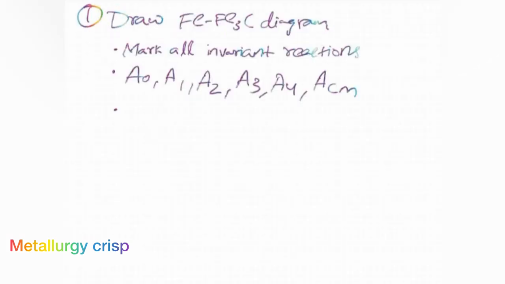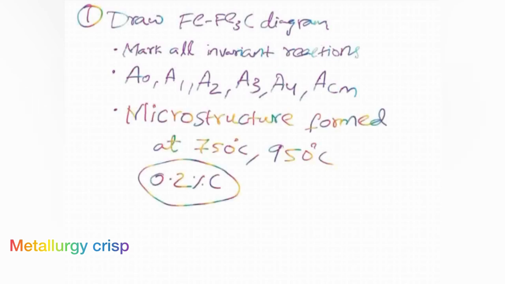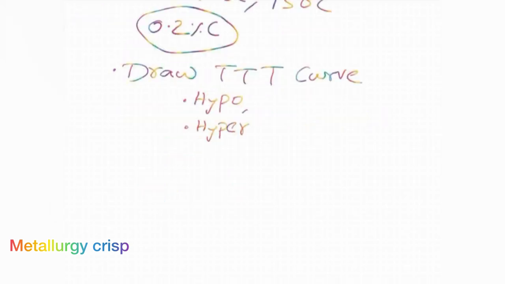From physical metallurgy, the first question is, draw the iron carbon diagram. In the iron carbon diagram, mark all the invariant reactions and mark all these curves A0, A1, A2, A3, A4, ACM in the phase diagram and the significance of all these curves. Next question is, what microstructure do we have at these temperatures, 750 degrees centigrade and 950 degrees centigrade, for a 0.28% carbon steel. Then draw the TTT curve for hypo and hypereutectoid steels.